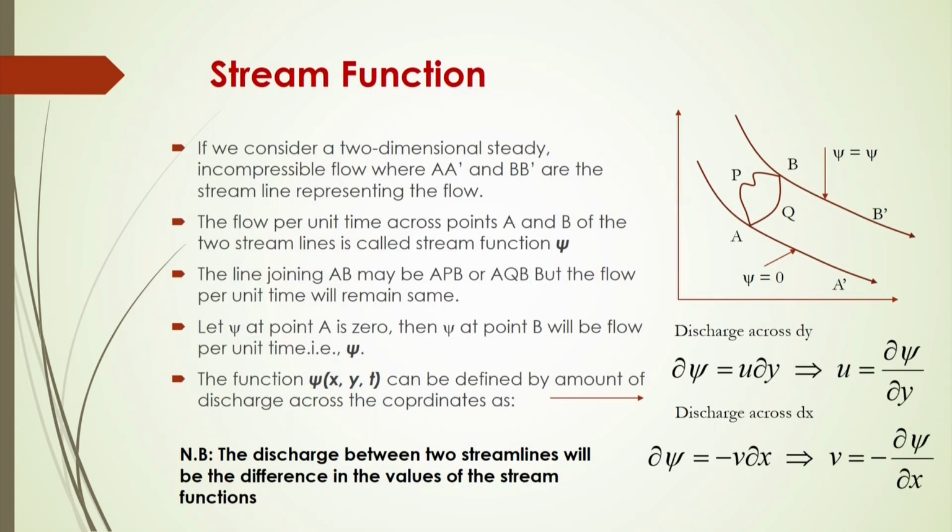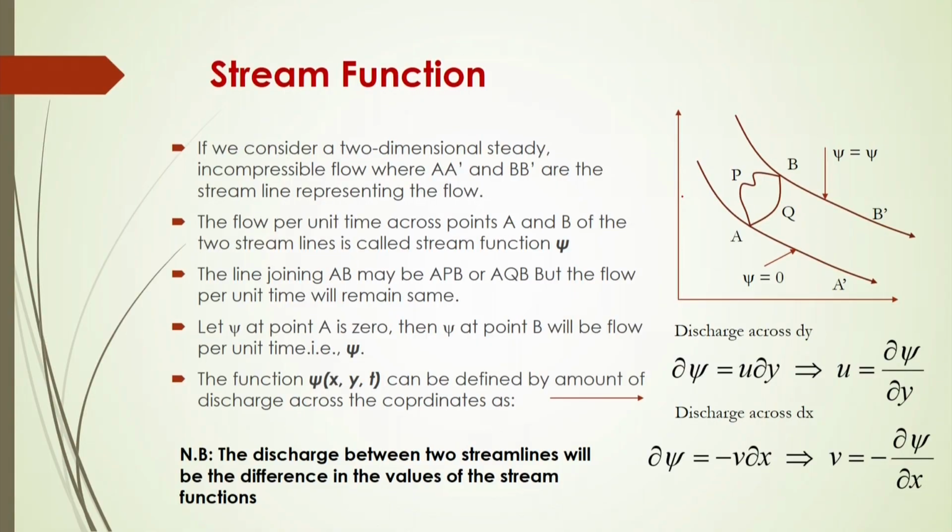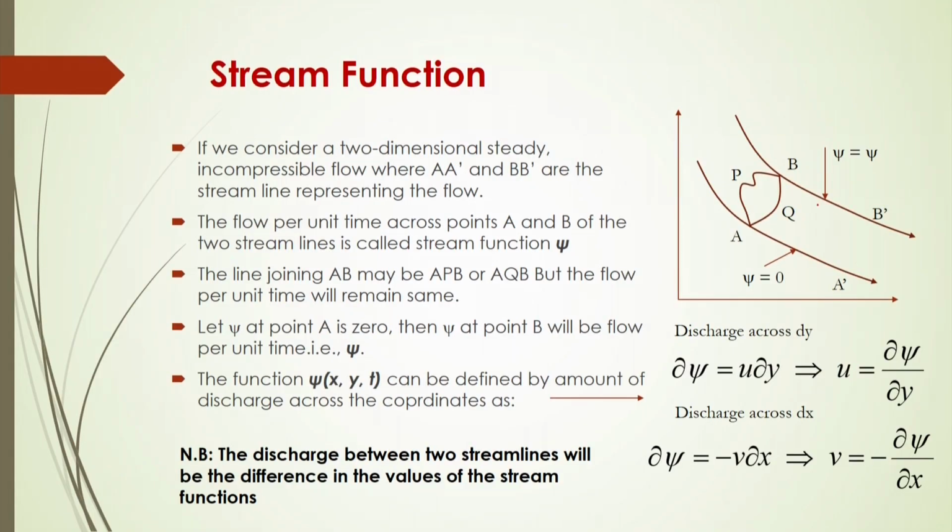Now, what will be the stream function? Another important concept: if we consider a two dimensional steady incompressible flow, where A dashed and B dashed, as shown in the figure here, are the streamlines which represent the flow, then the flow per unit time across the points A and B of the two streamlines will be called the stream function. It will be denoted by psi here.